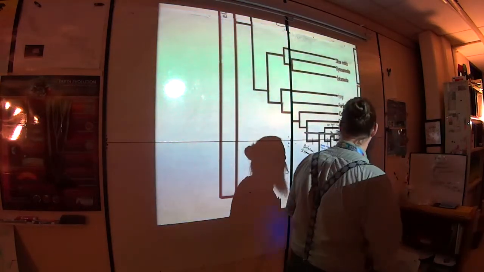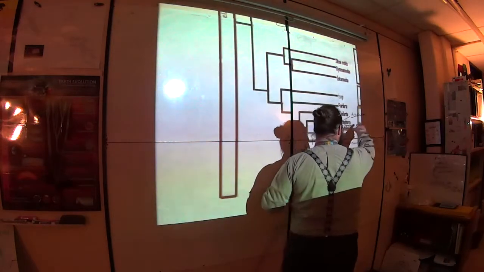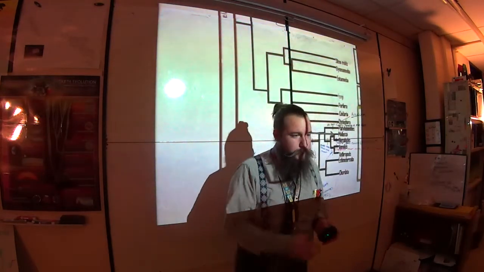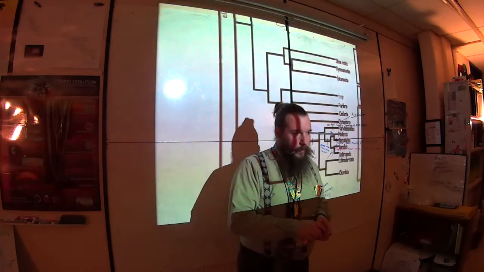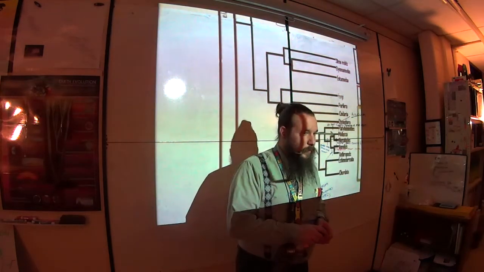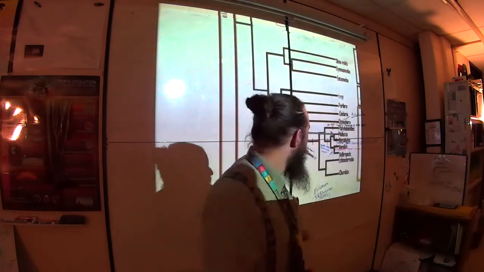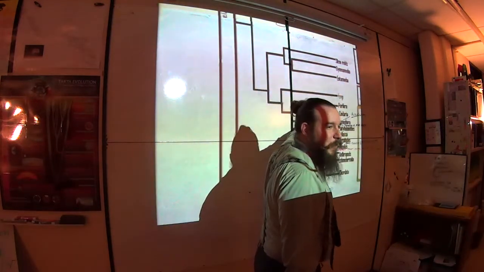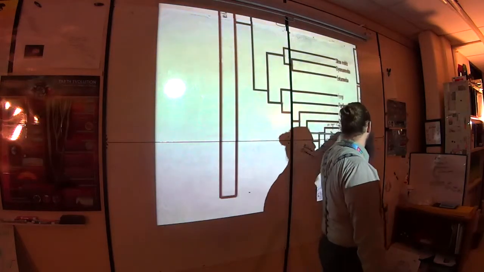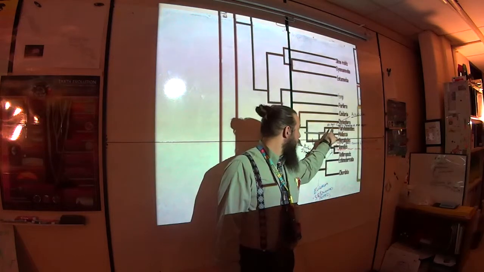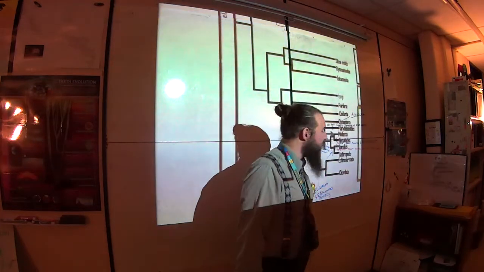Hold on. For Platyhelminthes, they have an acoelom, which is what? What's the word acoelom mean? No body cavity is correct. So they have an acoelom, which means they have no body cavity. Make sure you get that as a homologous trait for Platyhelminthes.